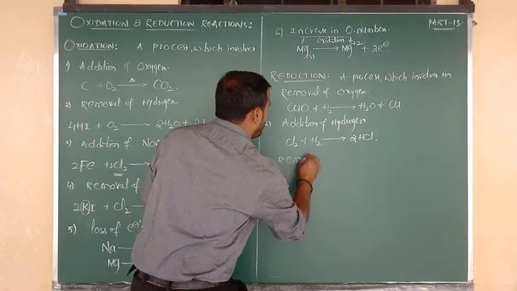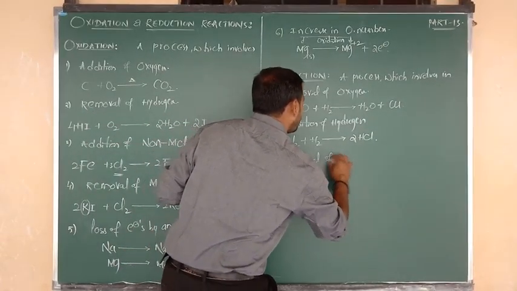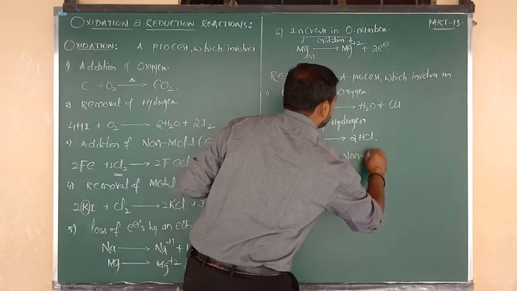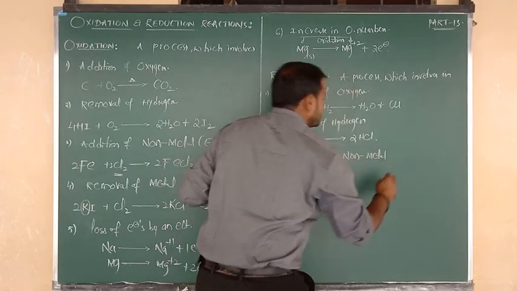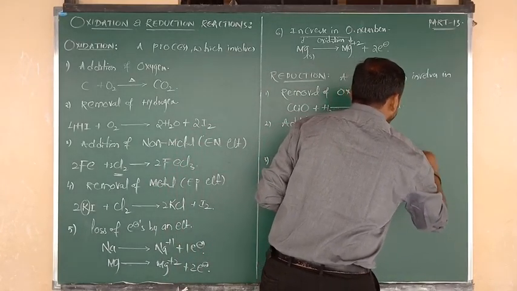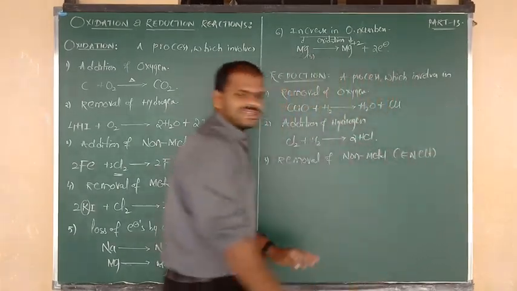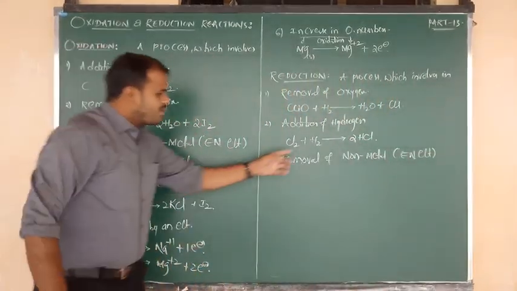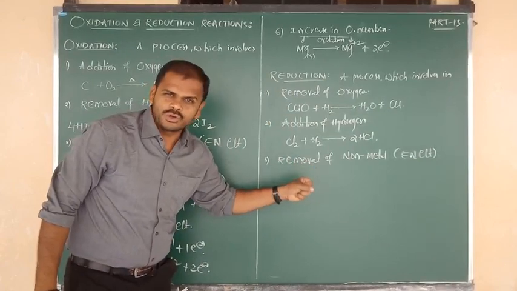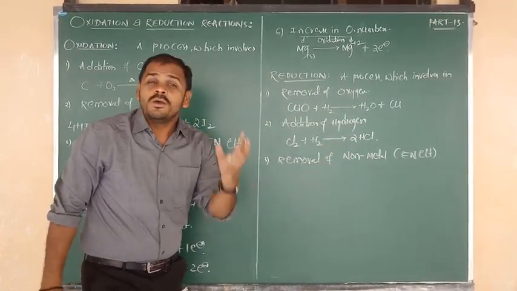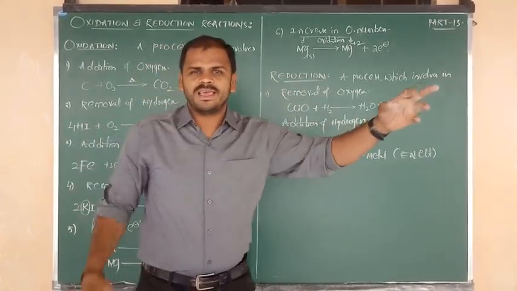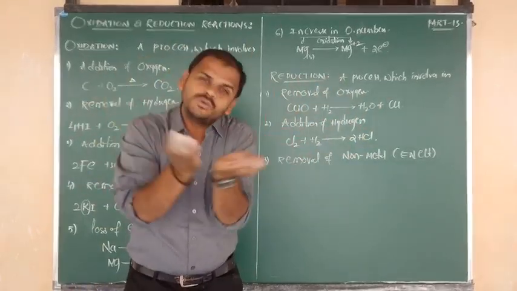So the definition of reduction is, we can say, removal of non-metal, and also we can say removal of electronegative element. Yes, I am going to show you an example. So what we are going to do? We are going to do removal of non-metal. Removal of non-metal takes place from its respective compound.